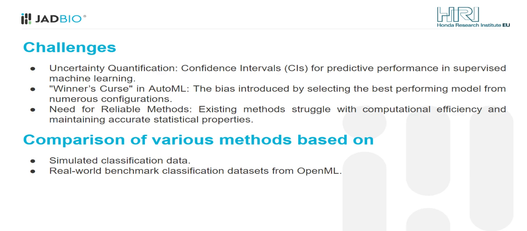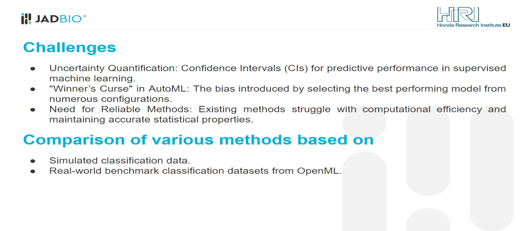In the context of AutoML, at the end of the analysis, it's very important to have an estimation of the predictive performance of the final model. The problem that occurs is that there is some uncertainty regarding this quantification of the performance estimation. That's why we need confidence intervals to create bounds around this prediction.